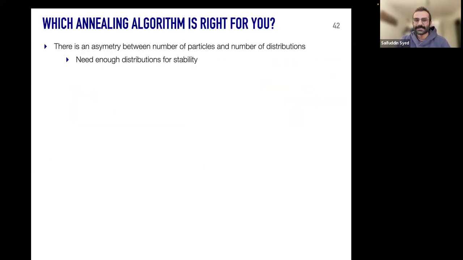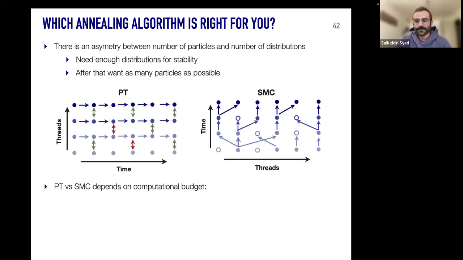And so you see that there's an asymmetry between the number of particles and the number of distributions. In particular, when you don't have enough distributions for stability, both algorithms fall apart. So you basically want to have enough distributions to achieve the stable regime. But once you have that, you gain an advantage not by adding more distributions, but by cranking up the number of particles. So which algorithm you should use in practice boils down to your computational budget and constraints, rather than one algorithm being better than the other.